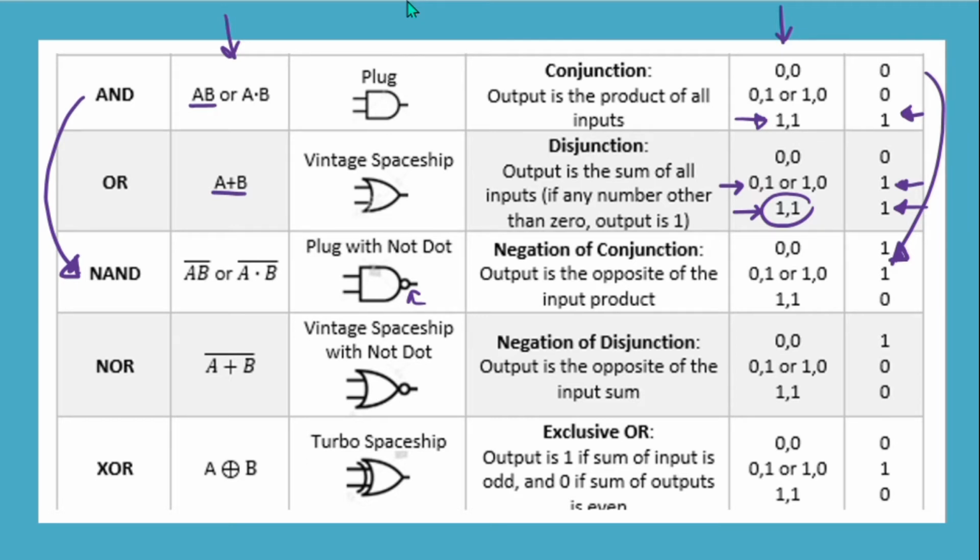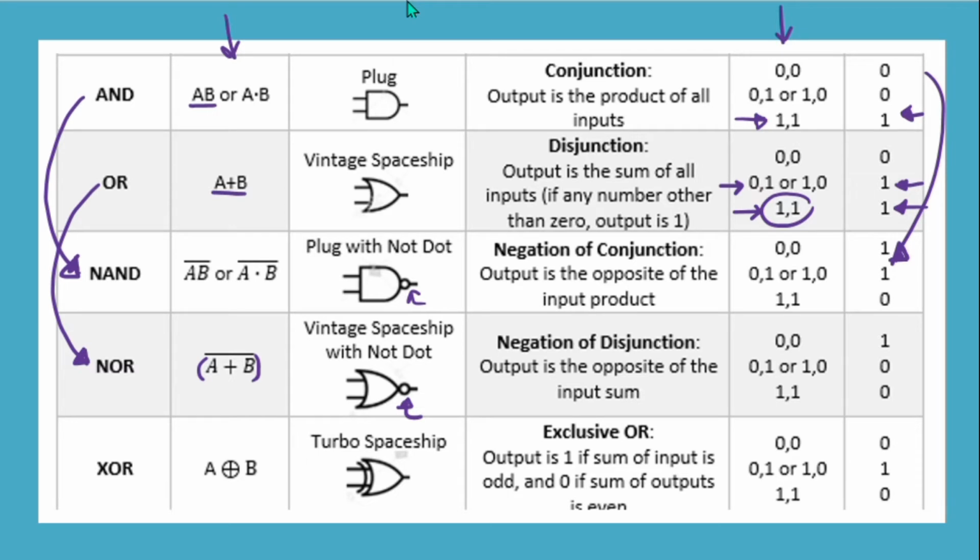Likewise, NOR is the negation of OR. And see how the bar goes across everything here as well. It's like there's invisible brackets, but those can be understood. You take your vintage spaceship, that was your OR gate, and you put the not dot in front, and that makes a NOR gate. Same thing, looking at our OR outputs, we flip them. So if OR gave you a 0, NOR gives you a 1. If OR gave you a 1, NOR gives you a 0.